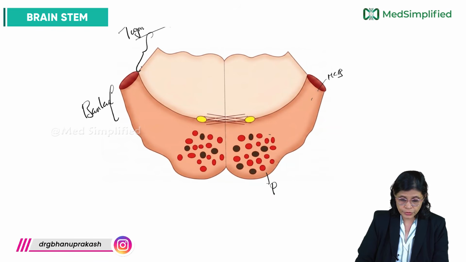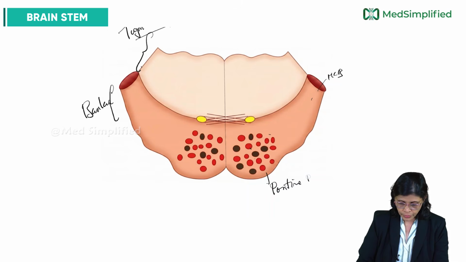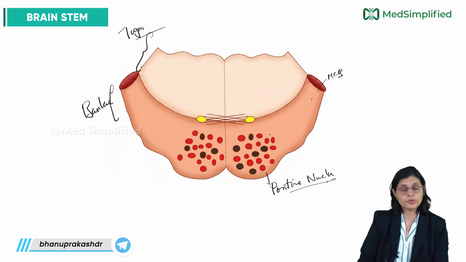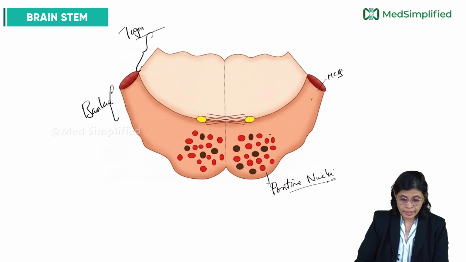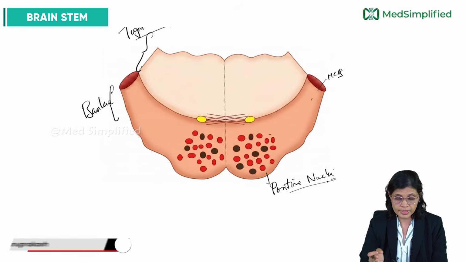Then in addition to this, there are transverse fibers which arise in the pontine nuclei. These are all pontine nuclei, and these transverse fibers cross over to the opposite side and go to the opposite cerebellar hemisphere. So we call them the pontocerebellar fibers. Pontocerebellar fibers go to the opposite side.